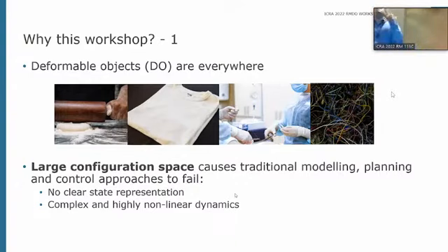How do you represent the state of a deformable object into your policy or your planner, for example? And then there's very complex dynamics. If you take an action with a robot and manipulate something deformable, what is the deformable going to look like after that?